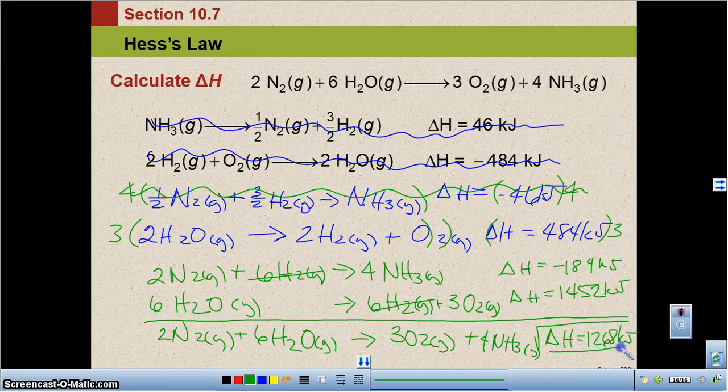This is what I wanted, because you'll notice that this is identical to what they asked us to find. So our answer is this. Is it an exothermic reaction or endothermic reaction? That's the thing you want to look at. And it's a positive, so it's an endothermic reaction. So in order to make this reaction go in this ratio, it's going to require 1,268 kilojoules of heat.